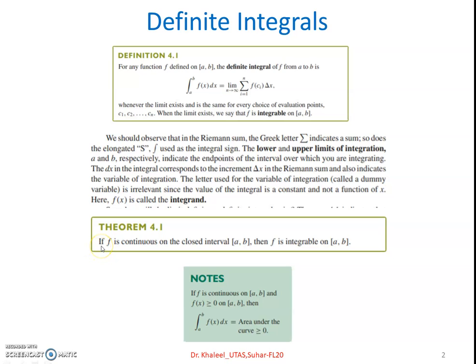Now a theorem: if f is continuous on the closed interval, then f is integrable on [a, b]. Note that if f is continuous on [a, b] and f(x) is greater than or equal to 0 on [a, b], then this definite integral represents the area under the curve, which is greater than or equal to 0. That means the definite integral, the limit of the Riemann sum, is nothing but the area under the curve.